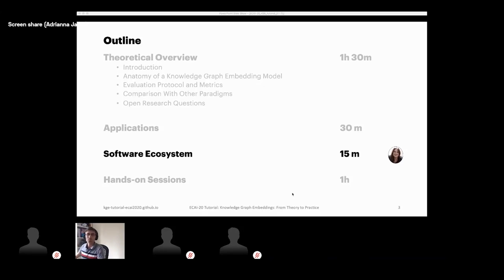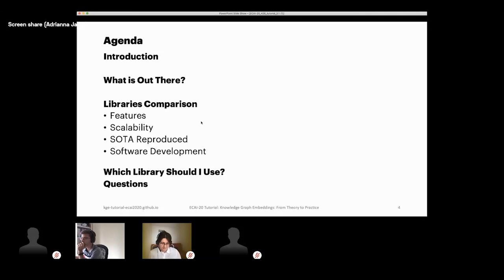And I will talk about a software ecosystem around knowledge graph embeddings. Let me go through the agenda first. We will be talking about the different libraries that you can find to work with knowledge graph embeddings. We will see a quick overview of what is out there, and then do a short comparison between libraries according to features, scalability, whether state of the art was reproduced, and software development practices. Then we will conclude with a section on which library to use.